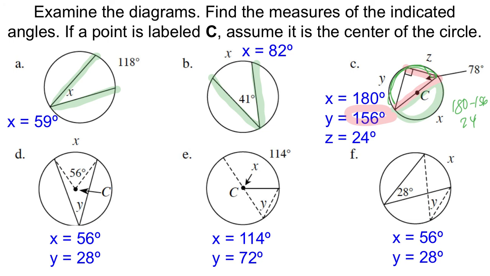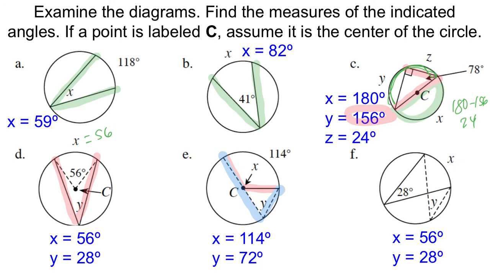For part D, I've got a central angle, which means that the arc is the same size. And then this inscribed angle that goes along with it has to be half the size of it. So half of 56 is 28. For E, angle X is the central angle, so it's the same size as the arc. Whereas Y is an inscribed angle, so the inscribed angle is half the size of the arc.